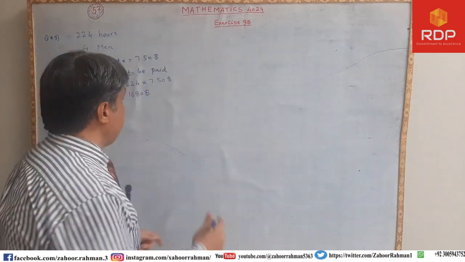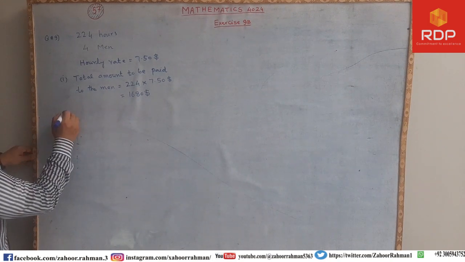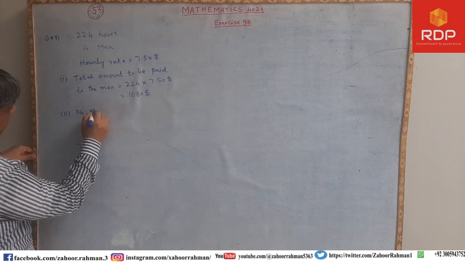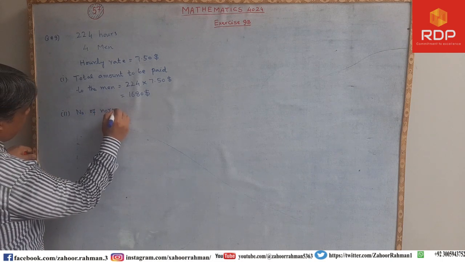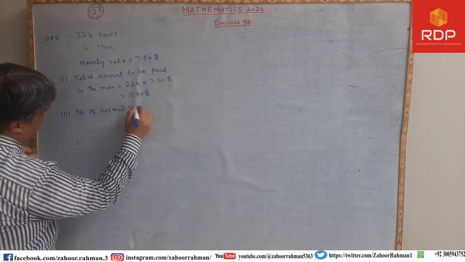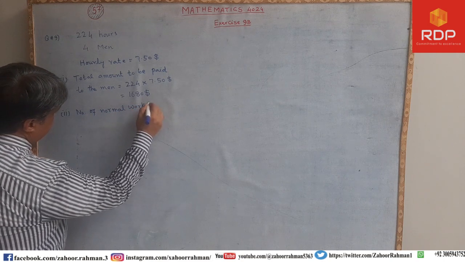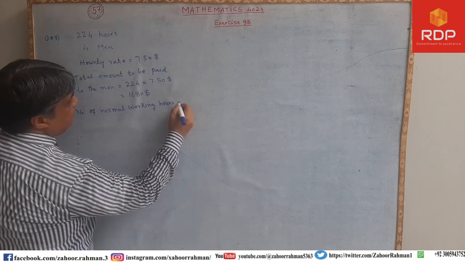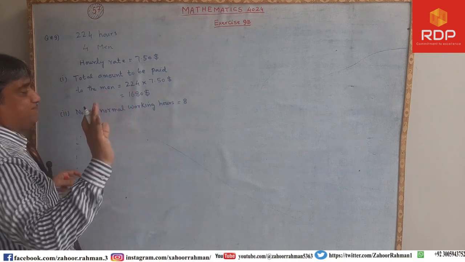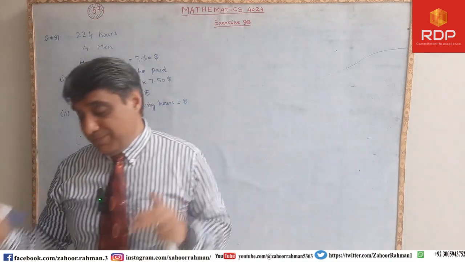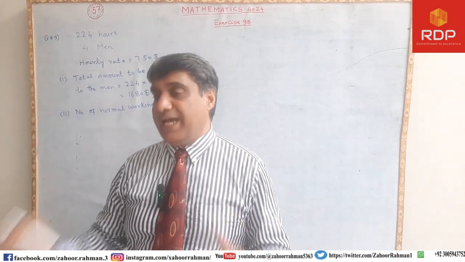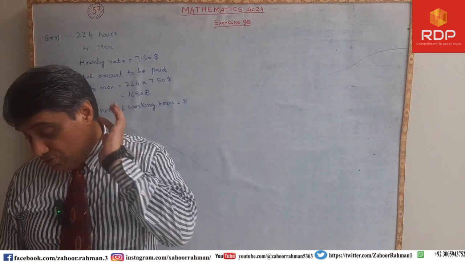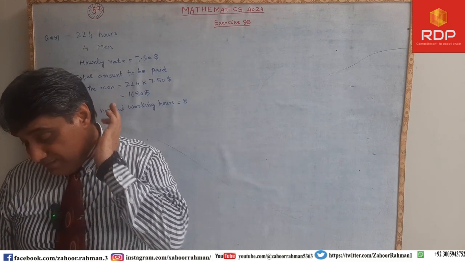So, the number of normal working hours is equal to 8. From 9 to 6 it becomes 9, but 1 is for lunch. So it becomes this much.